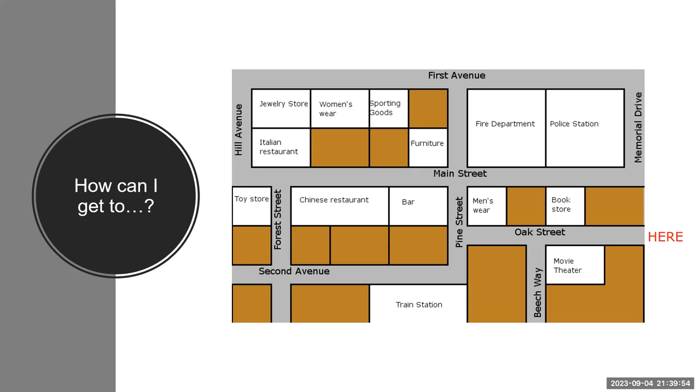Okay, go straight ahead on Oak Street until Pine Street. Pine Street, okay. Yes. Turn right, then on Main Street, turn left, one block until Hill Avenue. The Italian restaurant is around the corner at Hill Avenue and Main Street. Okay. And also you can go from the toy store, well, different ways. Okay, thank you.